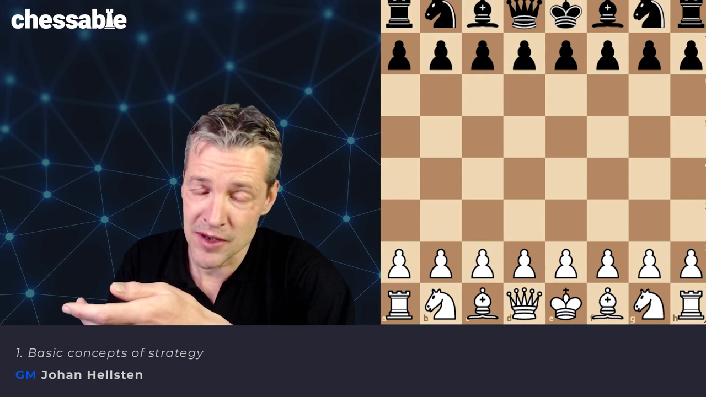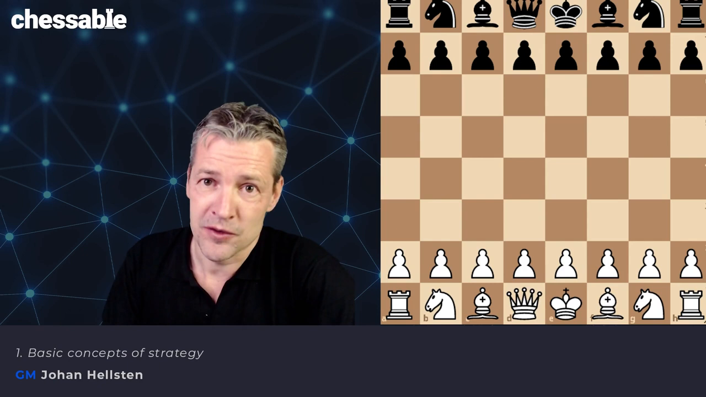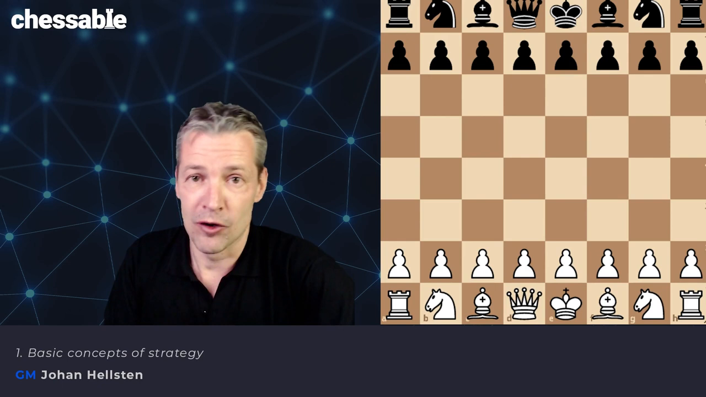I would say we have, for example, files, we have the diagonals, squares on the board, and so on, which is, of course, very important. These are kind of basic layers of chess strategy. You have to understand that the open file is a good area for the rook to work on. Long diagonal is very often interesting for the bishops, and so on.